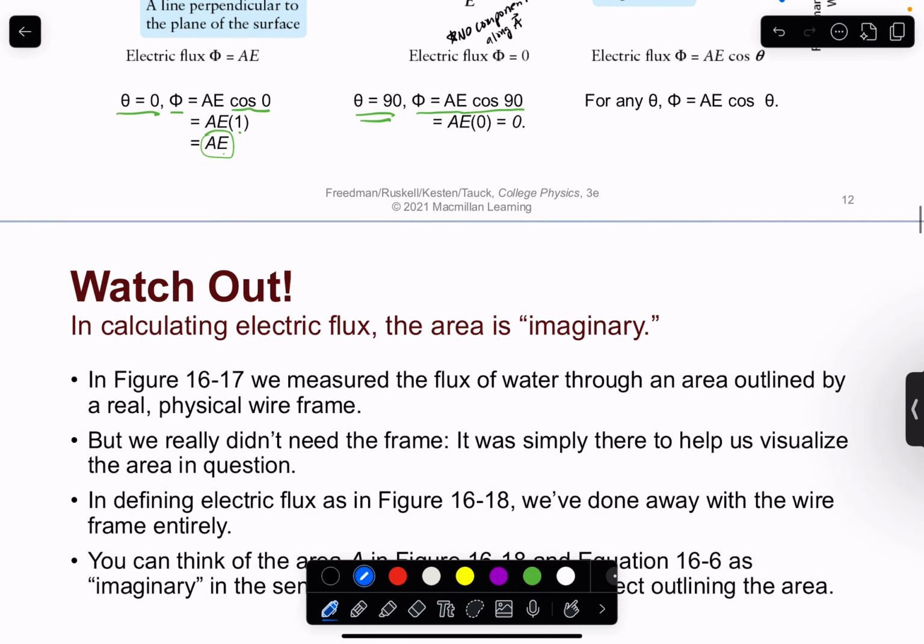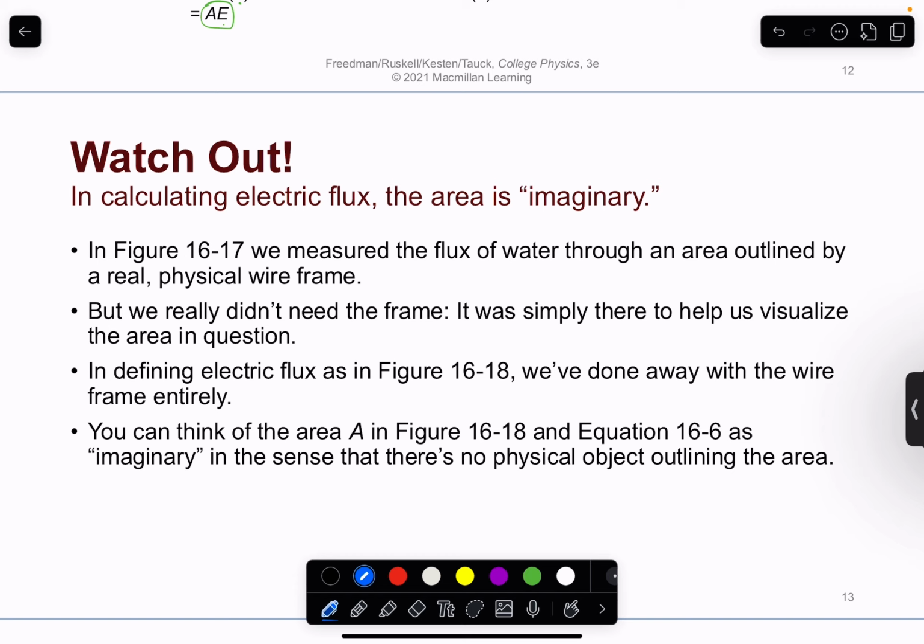So when we calculate electric flux, specifically for Gauss's law, the area that we are using is not like a real area. It's not like a real object. We are choosing an area that's going to be convenient to us. It just helps us visualize the area in question.